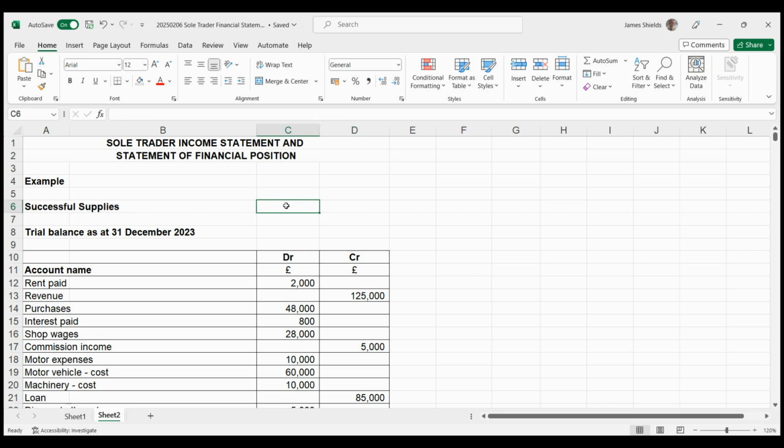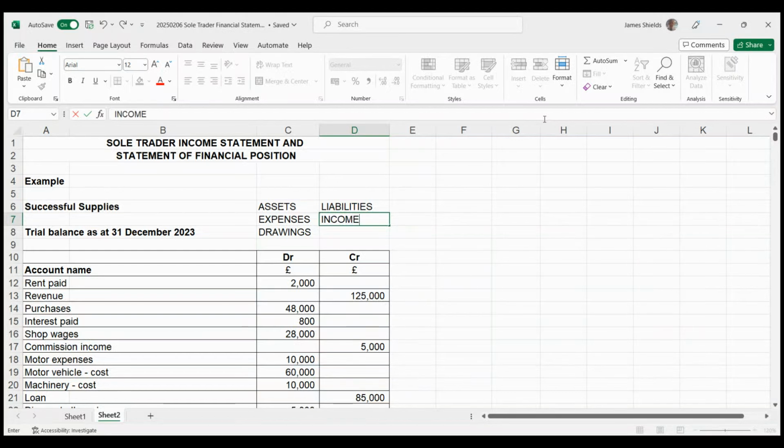Now in your debit column, you have what are known as assets, items owned by the business, you have expenses, that's the running cost of business, and drawings. They all go in your debit column. In your credit column, we have liabilities, we have income, and we have capital.